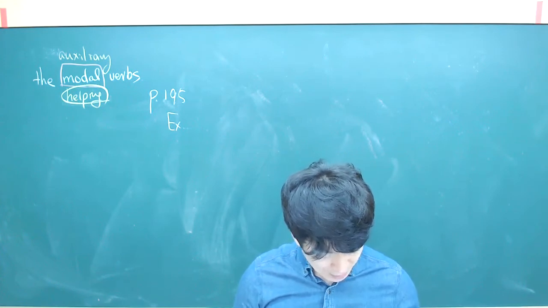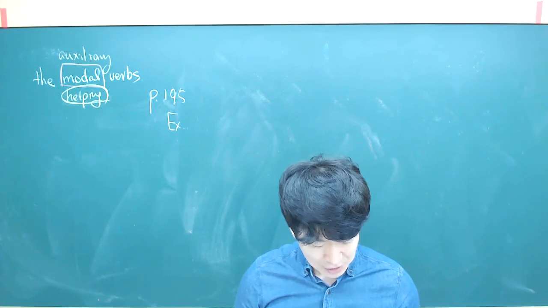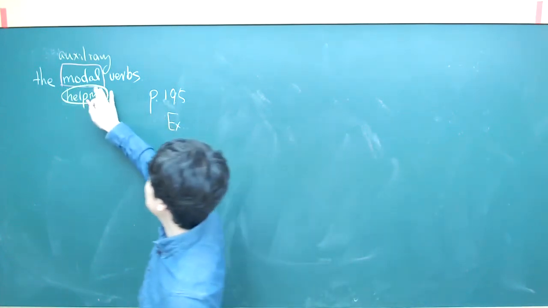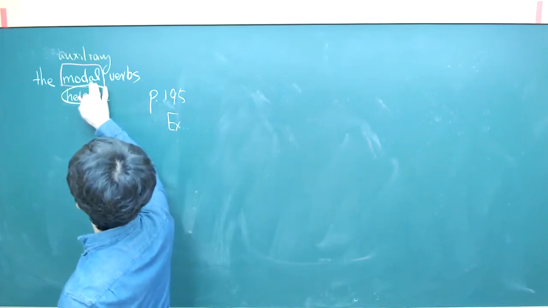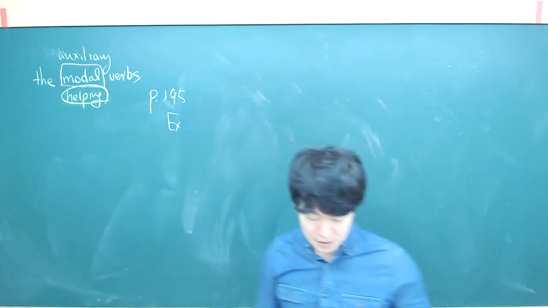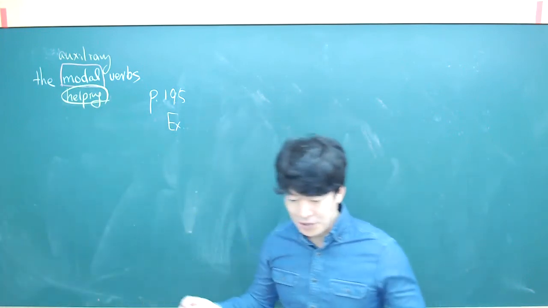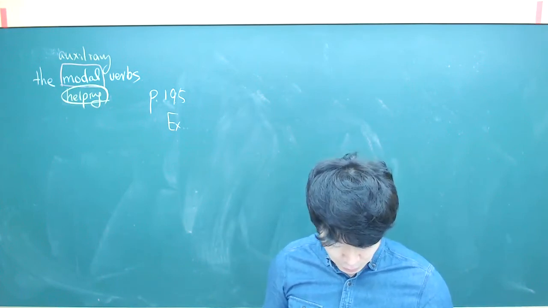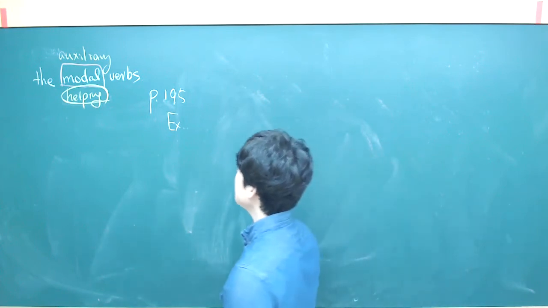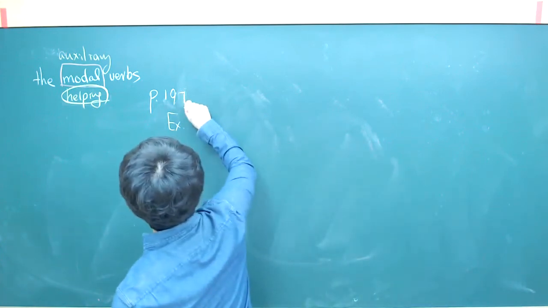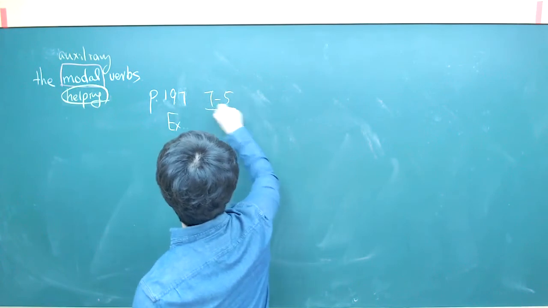Can, could, may, might. Expressing possibility. So we are studying modal verbs. Modality means expressing conditions, and many conditions can be expressed by using modal verbs. So, up to 7-5 on page 197.